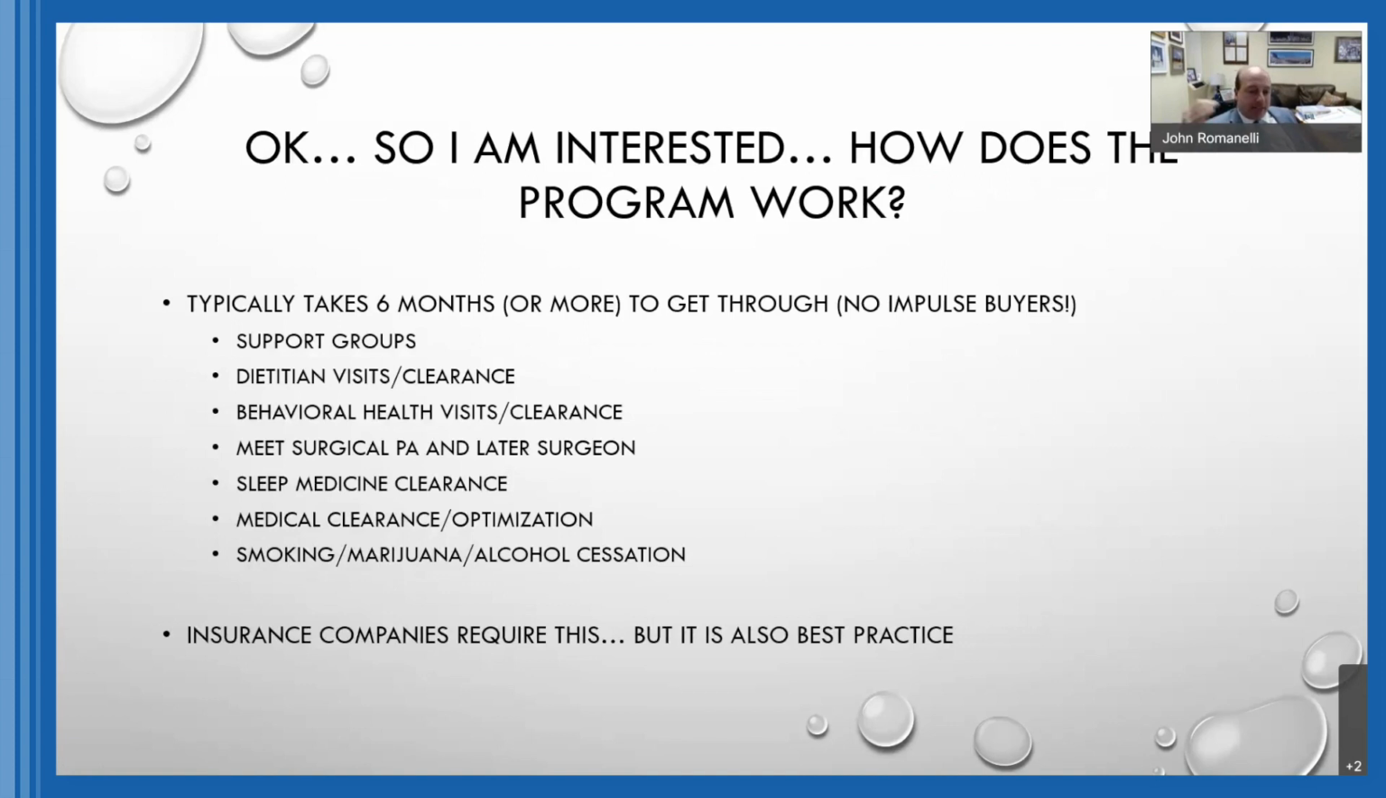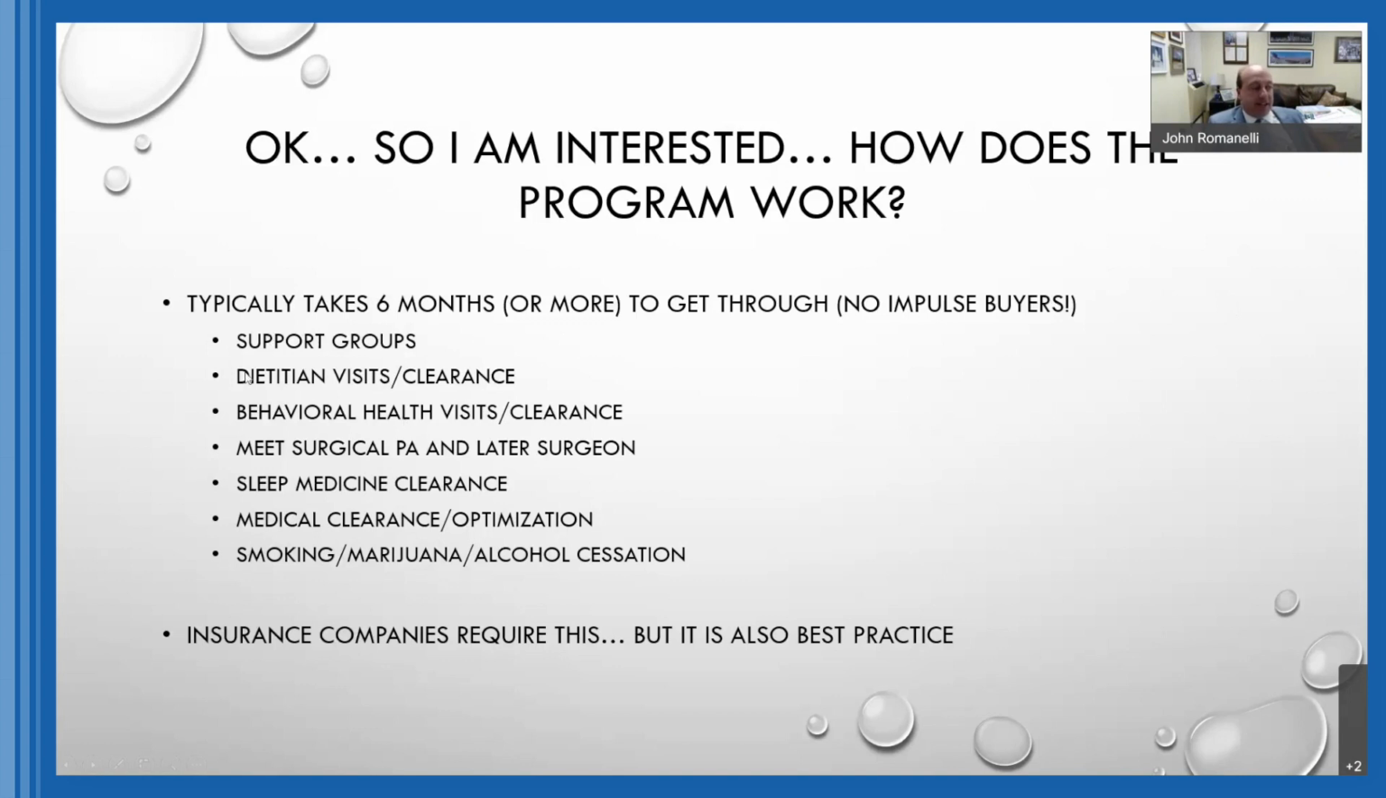So it takes about 6 months or even longer to get through the program. We don't want impulse buyers. I don't want somebody to say, that's it, I've had it, and show up in a week to get their surgery. You have to attend support groups, and generally these are held monthly. The good news is, since the pandemic, they're largely online, so you can do them from home or even from work. So it's a little bit easier to attend them, but we ask you to attend at least one a month for at least 3 months.